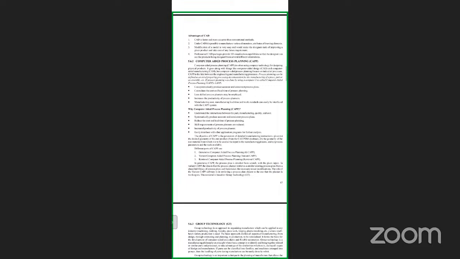And process planning, they have given a definition to us. Process planning can be defined as an act of preparing process documentation for manufacturing of a piece, part, or an assembly, etc. If process planning was done by using a computer, it is called computer-aided process planning. So whatever process planning is done by using a computer, it is called computer-aided process planning.